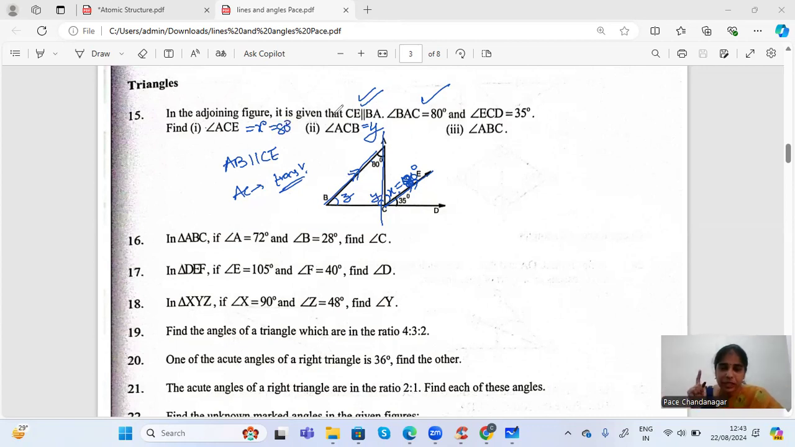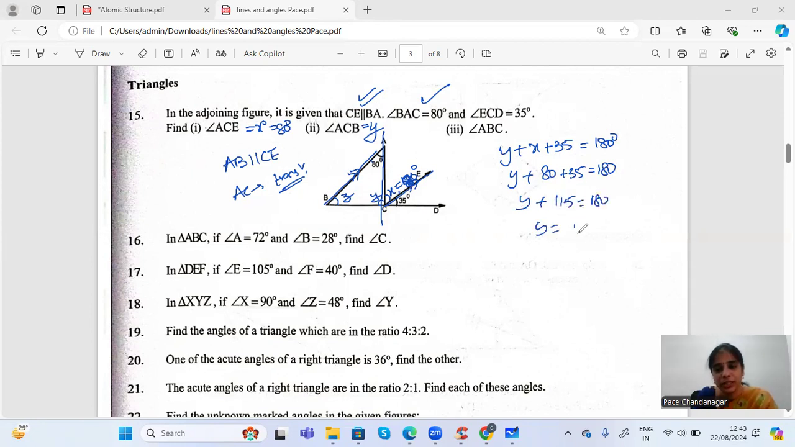Fine, clear so far. Now how about Y? Tell me, Y plus X plus 35, can I equate it to 180, because they are all the angles on the same straight line and a straight angle is 180 degrees? Clear with that? So Y plus X plus 35 equals 180. I already got my X, so Y plus 80 plus 35 equals 180. So Y plus 115 equals 180, so Y is 180 minus 115, that's 65. So Y will be equal to 65. I already got this answer.